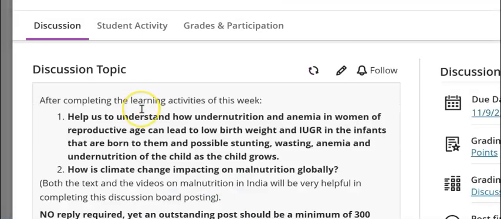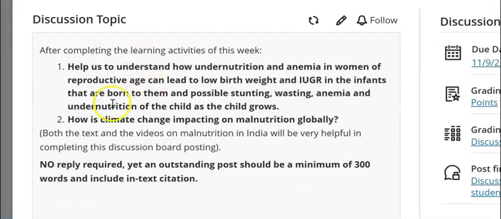Then you're going to have discussion board 11, which has 2 questions, and no reply is required. Yet recall that an outstanding post without a reply should be a minimum of about 300 words and also include in-text citations per APA. So your learning activities, from your readings to the videos and the article, will help you answer these questions.